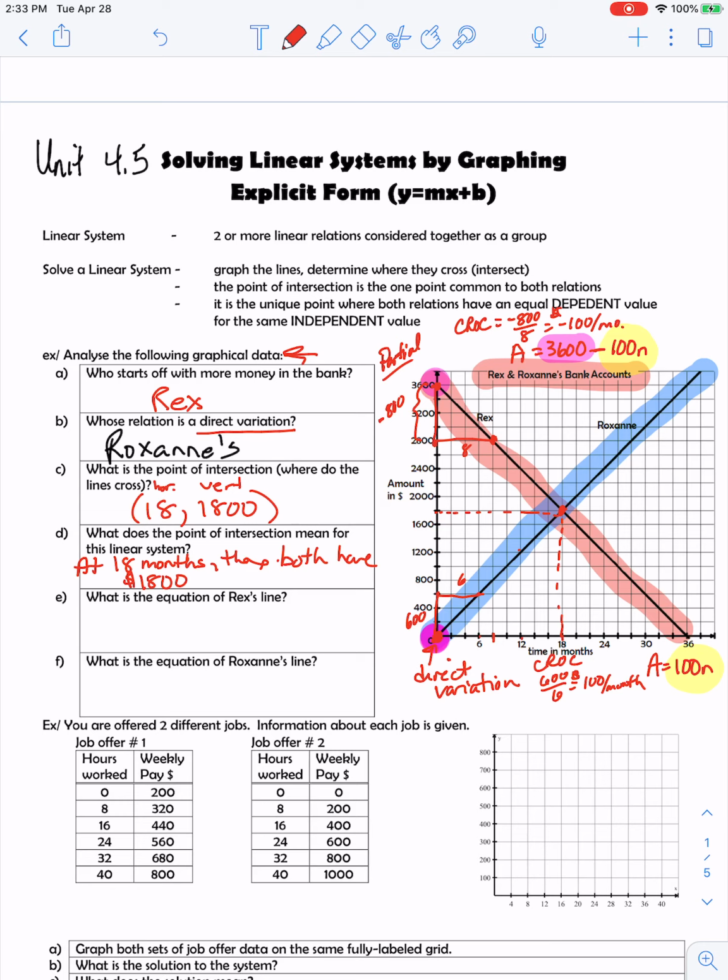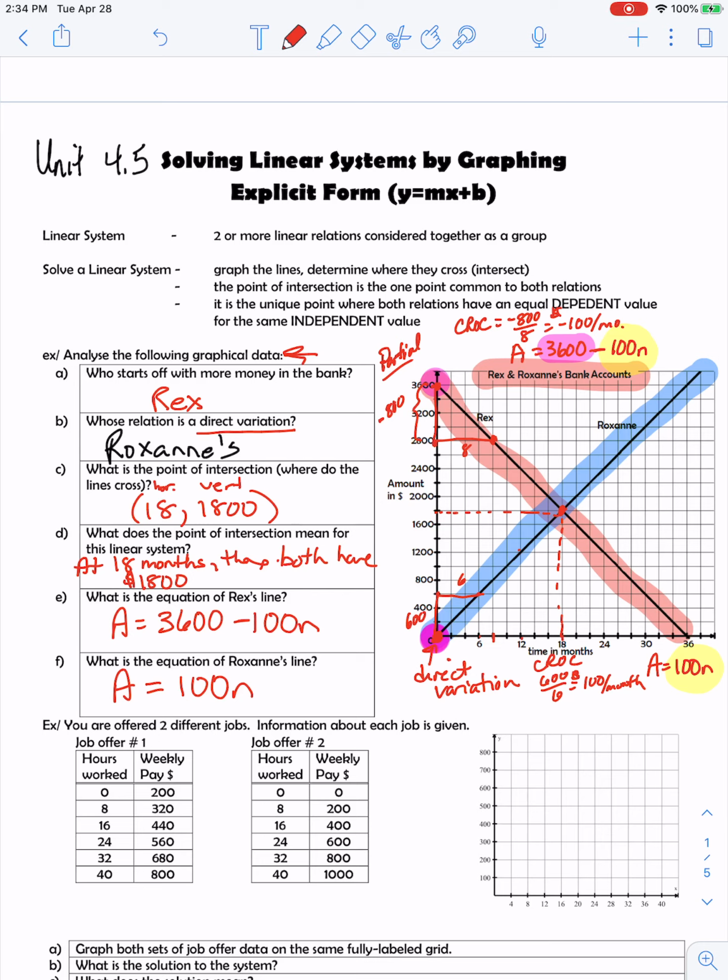Okay, and what is the equation of Rex's line? Well, I've already done the equation of Rex's. He started out with $3,600, and we're taking $100 off of that every month. And with Roxanne, she's starting with 0, so we don't have to write that 0 in there, and she's just adding $100 a month. The fact that it's $100 for both of them is just a coincidence for this particular problem. That doesn't always have to happen.